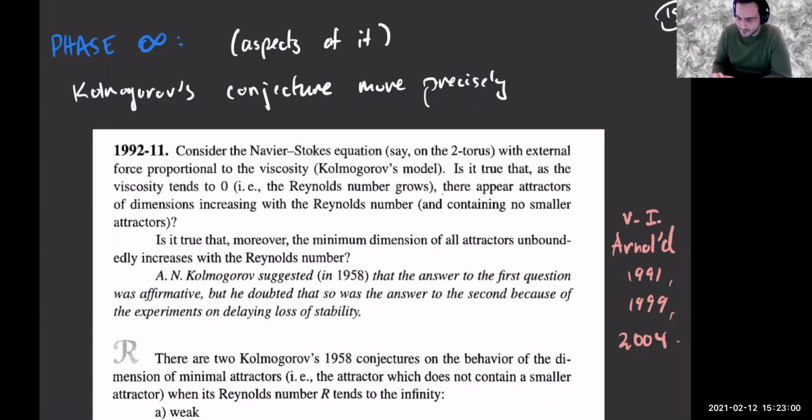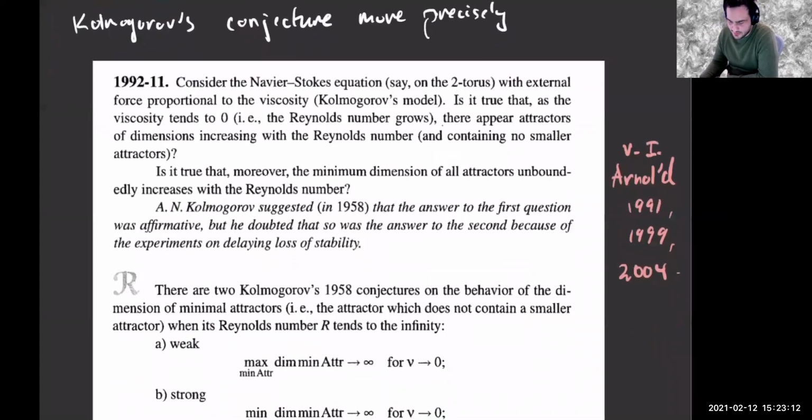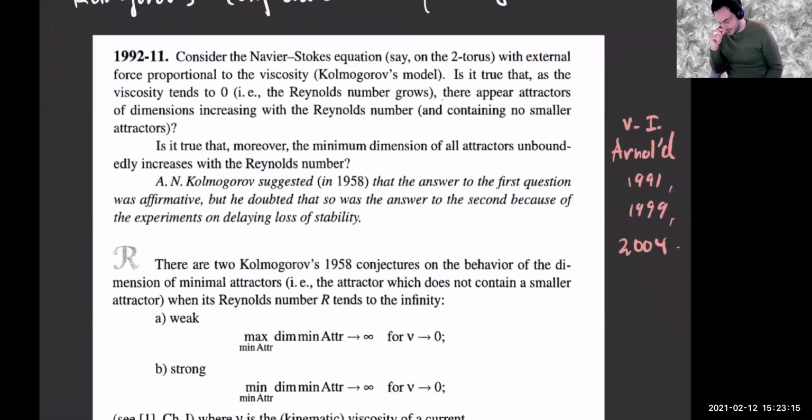Okay, so now in the remaining time, I don't have very much more to say, but I'm going to talk a little bit about this phase infinity, which is the fully developed turbulence. And I'm just going to focus on these conjectures that Kolmogorov enumerated. So this is recorded in Arnold's books and various places. I've just said them here.